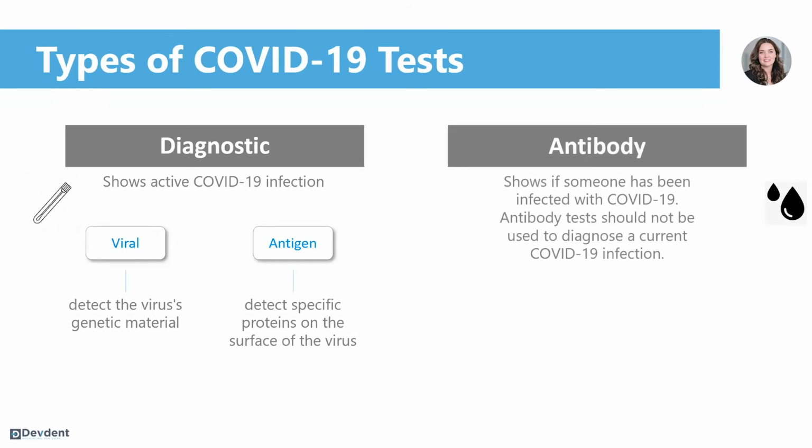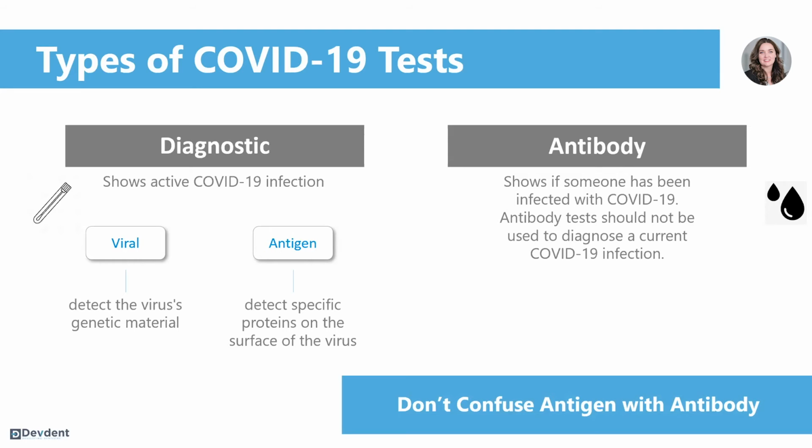The other type is antibody. This is done through a blood test, and inside the blood, we look for antibodies that are created in response to having been exposed to the COVID-19 infection. It is not intended to use for diagnosis of a currently infected patient, and therefore it doesn't have a great role or place in dentistry.